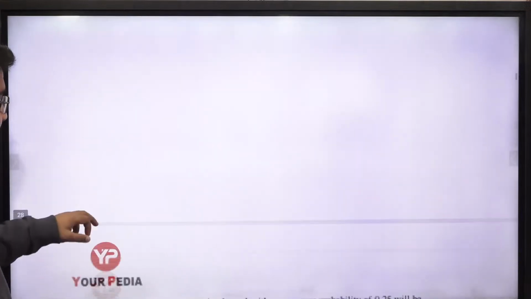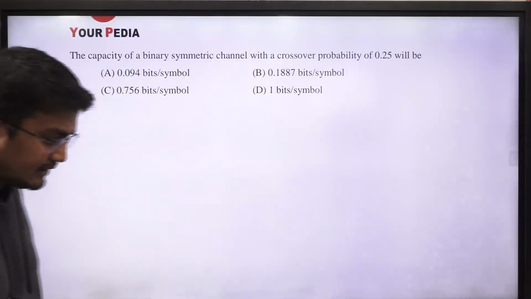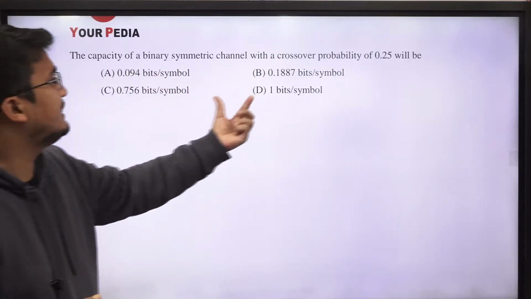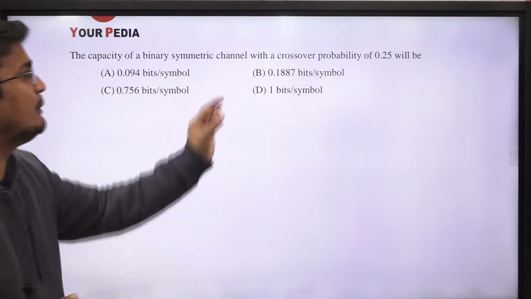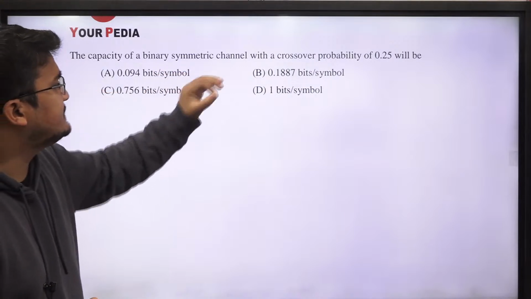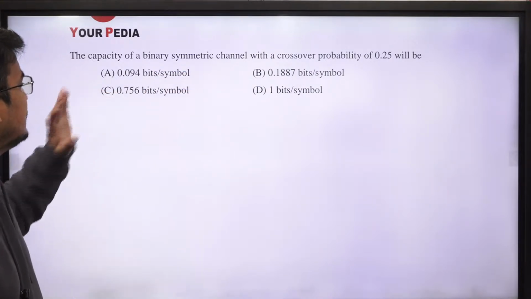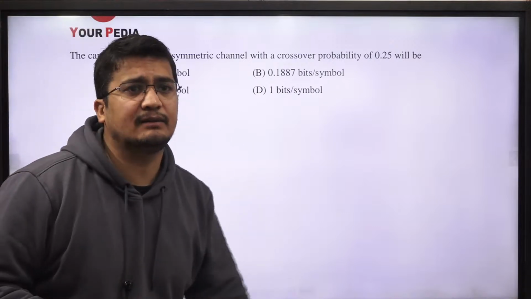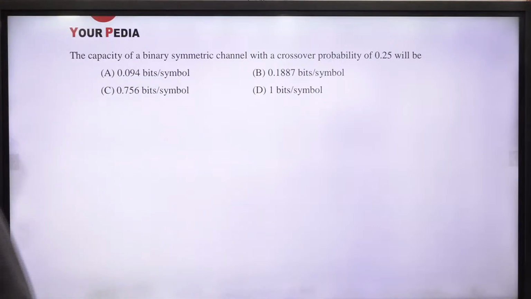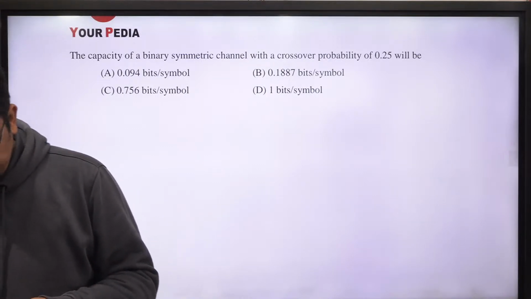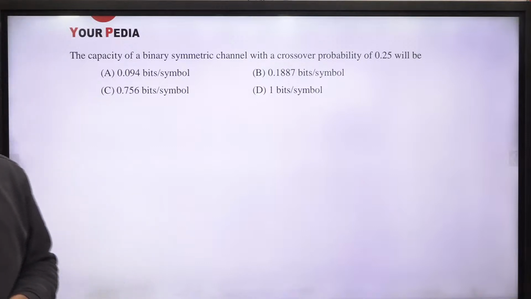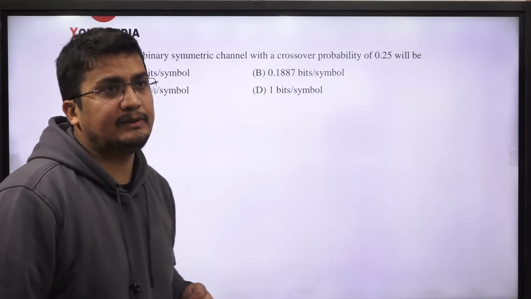Now moving ahead. Now a question coming from communication. The question is, the capacity of the binary symmetric channel with crossover probability of 0.25 will be option A 0.094, option B 0.1887, option C 0.756, option D 1. Guys, come up and comment on this, please. Tell me. This is the question from communication. Tell me the answer. Please put your answer in the comment section.